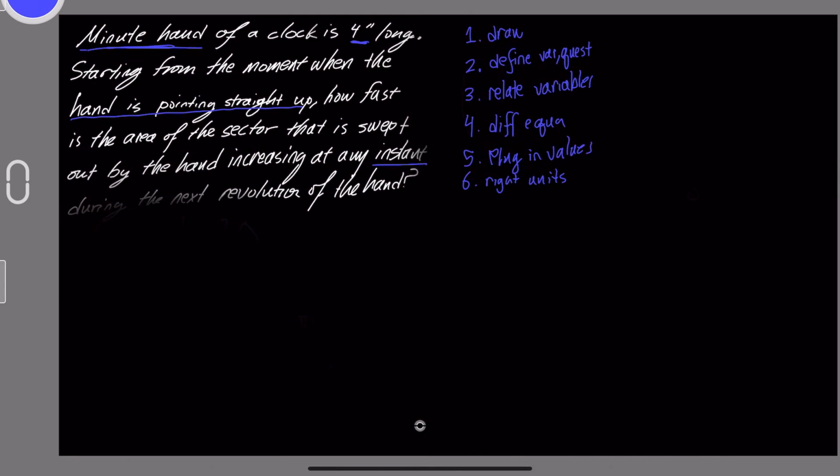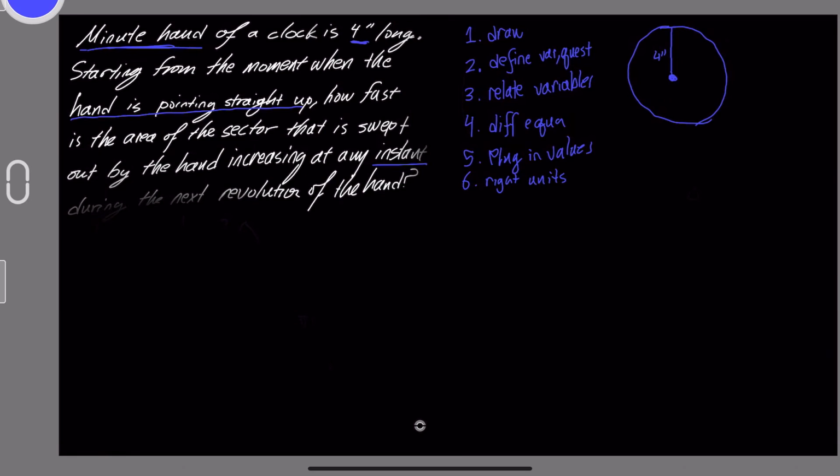Now that's a whole mouthful, and it might be overwhelming at first, but let's slow it down and follow our workflow. The first thing we do is to draw it out. We know that it's a clock, so it's going to be circular. The minute hand is pointing straight up, so that goes from the center of our circle all the way to the top. And we also know that it's 4 inches long. They tell us that much. Very nice of them.